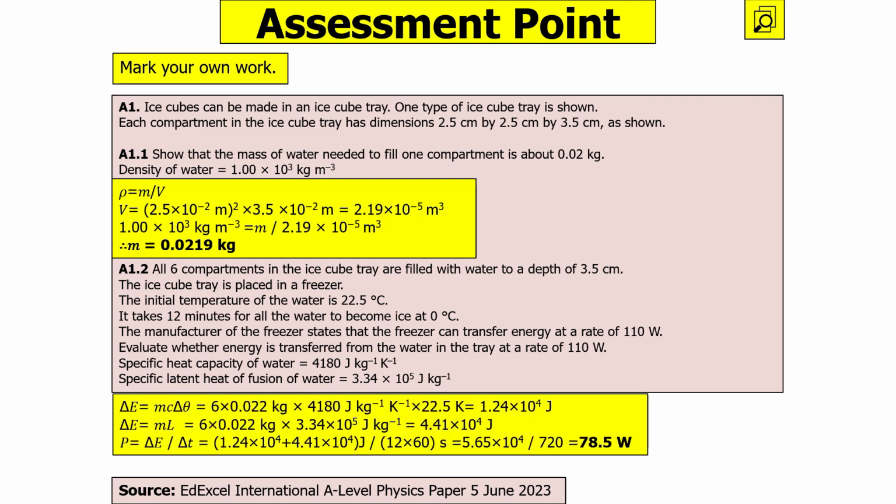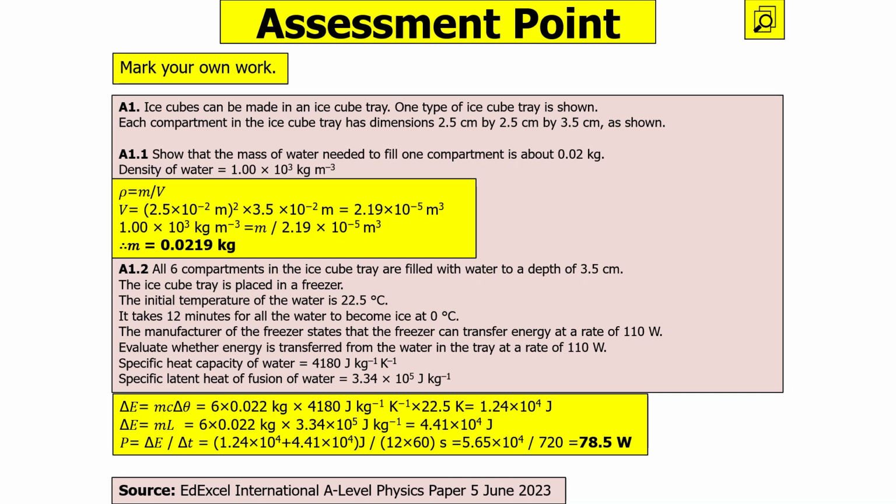We know the energy needed to change temperature is E equals m c delta theta. We pop in all the values. Remember, our delta theta is the change in temperature, so it's 22.5 Kelvin. So therefore, it's 1.224 times 10 to the 4 joules. The energy required to change state as it freezes is m l. So we pop that in and we work the answer through to be 4.41 times 10 to the 4 joules. Now remember, in both cases, there are 6 ice cubes, so you've got to multiply both values by 6.